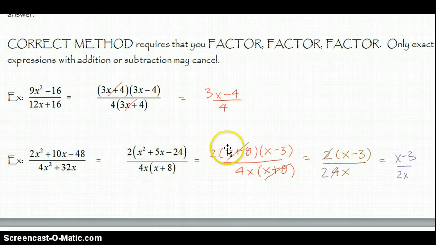But when we get over here and it's fully factored, you look for matching parentheses, and they must be identical. If they differ in sign, it doesn't work. So I cancel out my x plus 8's, and I'm left with 2 times x minus 3 on the top and a 4x on the bottom. The 2 and the 4x, they don't have any addition involved in them, so we're allowed to just cancel those like normal. And our final answer looks a lot cleaner.